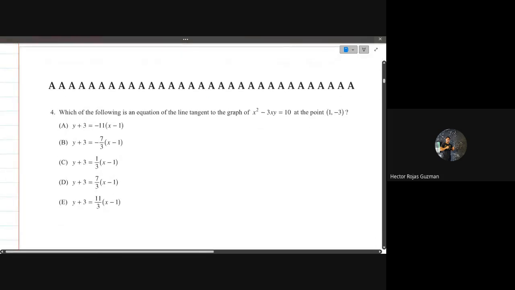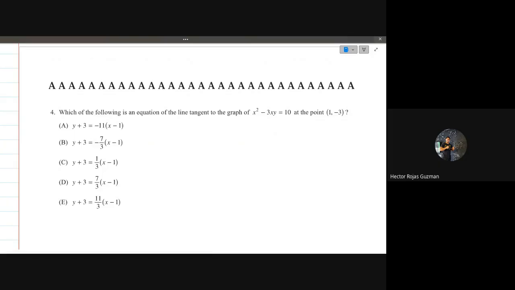Number 4, which of the following is an equation of the line tangent to the graph of this at the point (1, negative 3)? Okay, let's go ahead and get our derivative here. So we get 2x minus 3, and we're going to have to do the product rule for this guy right here. So it's the first times the derivative of the second plus the second times the derivative of the first, is equal to 0.